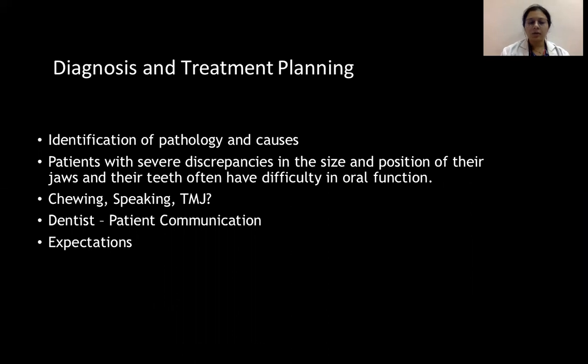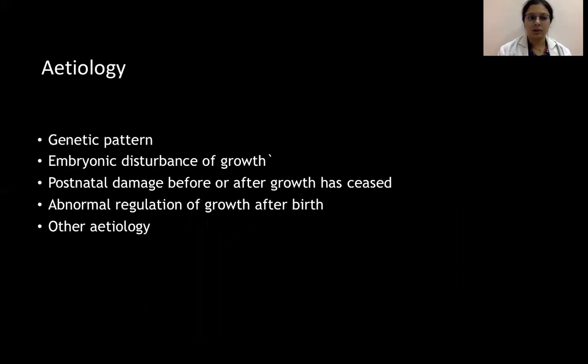So coming to the diagnosis and treatment planning, first one is the identification of the pathology and causes. Patients with severe discrepancies in the size and position of their jaws and their teeth often have difficulty in oral function. You have to check for this: check the TMJ, chewing and speaking abilities of the patient, dentist-patient communication, expectations.